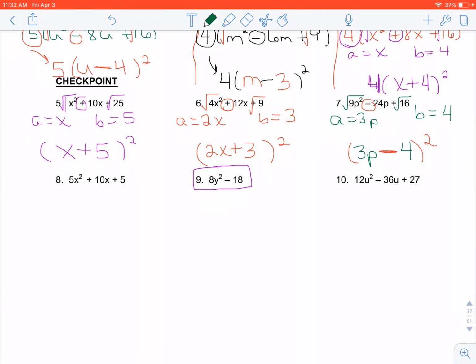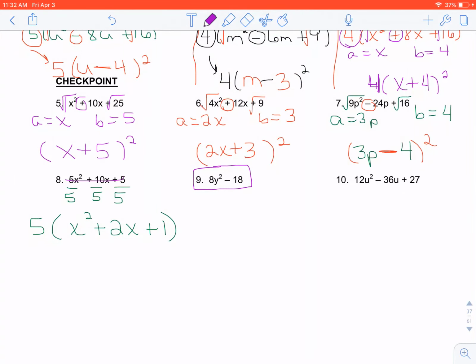All right, looking at number 8. First question, GCF. Ooh, 5, 10, and 5. This one has a GCF. All divisible by 5. We're going to write that GCF out front. Divide by 5. 5 divided by 5 is just x squared. 10 divided by 5 is 2. 5 divided by 5 is 1.